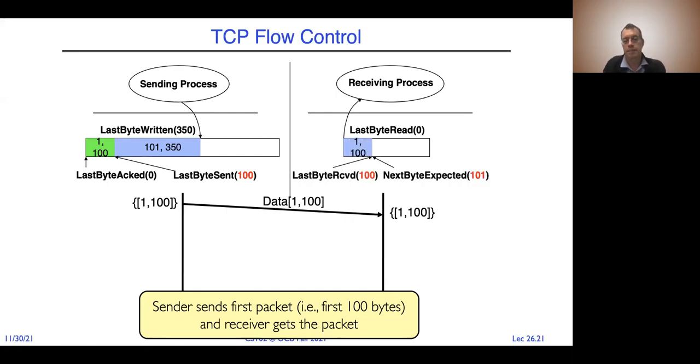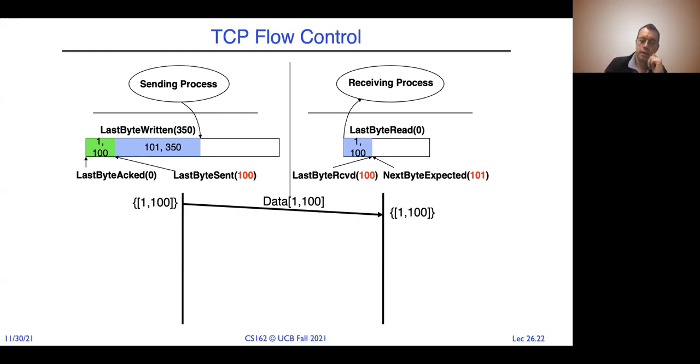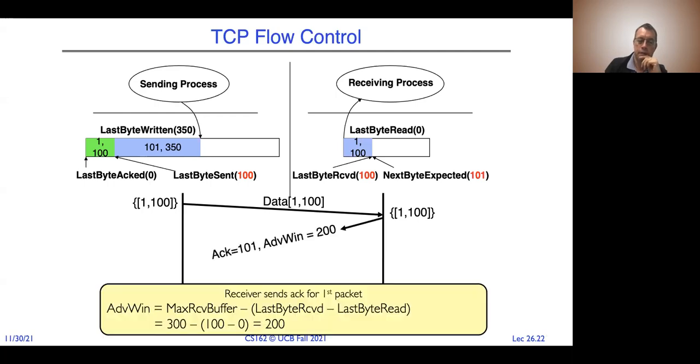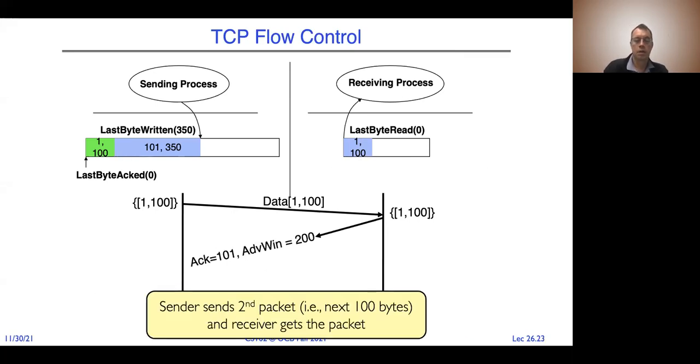And now eventually this packet is delivered to the destination. Last byte received is 100. Next byte expected is 101, right? Everything is good. Now the receiver sends back acknowledgement 101, advertised window now 200, right? Because it was 300, I got 100, now you can send me only 200.